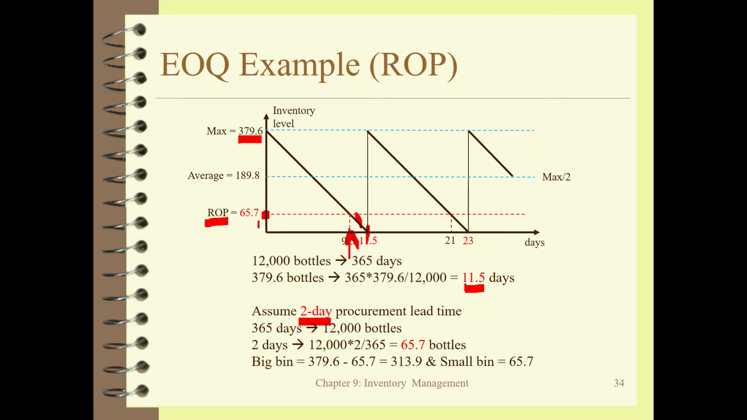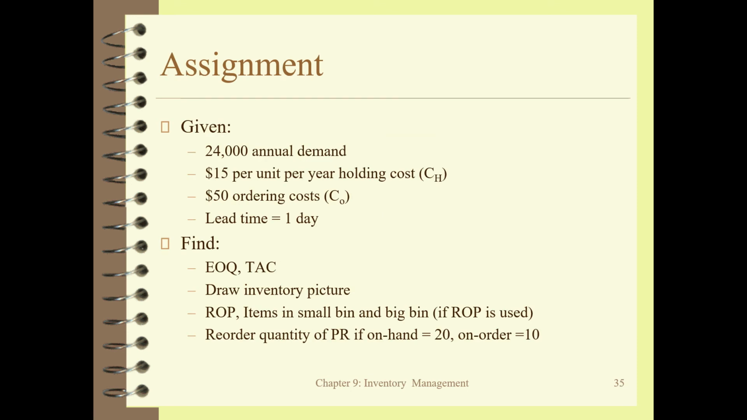And for the reorder point, the amount is going to be equal to the small bin. And the amount in the big bin is equal to 379.6 minus 65.7, which is equal to 313.9 items in your big bin. Okay? Hope you understand.